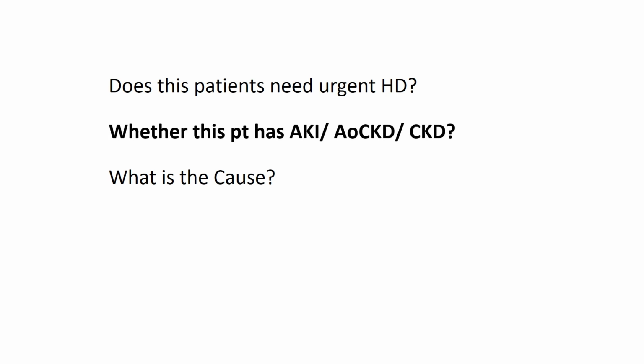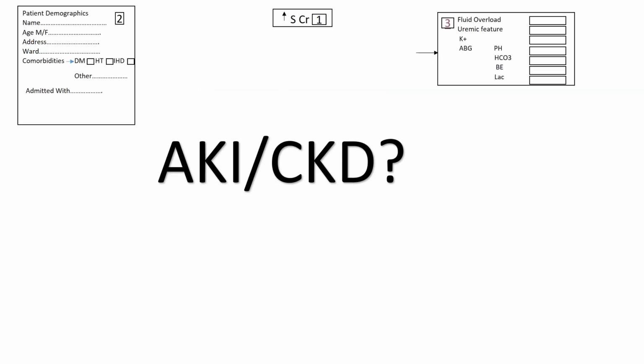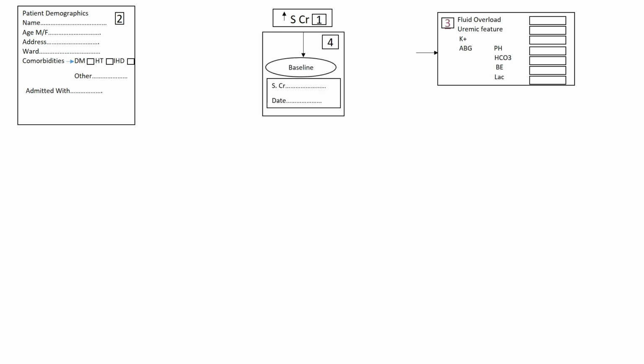The next step of evaluation is to decide whether this creatinine increment is due to AKI, AKI on CKD or CKD. So how do we decide that? There are two ways. One is if you have a baseline creatinine, and the second is if you do not have a baseline creatinine. Now, what is baseline creatinine?